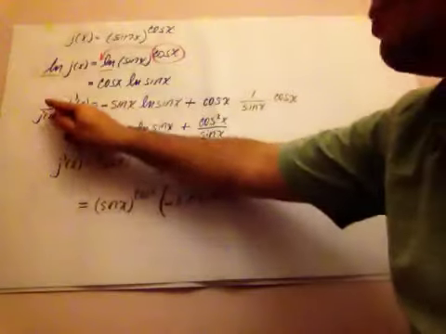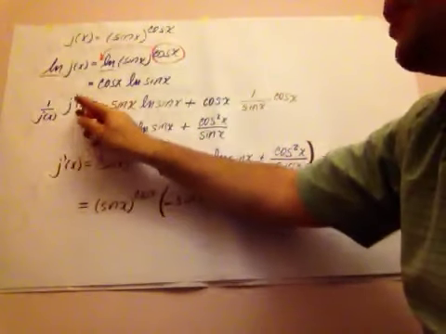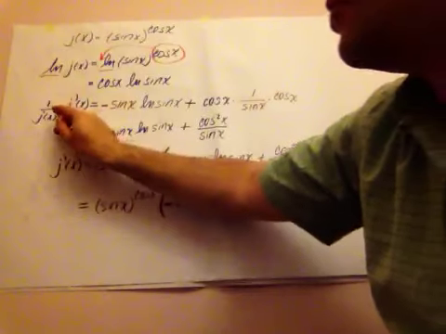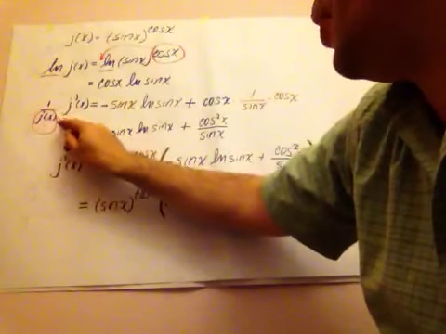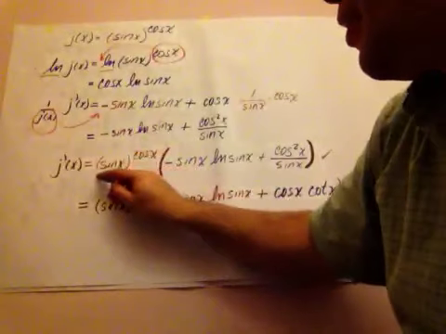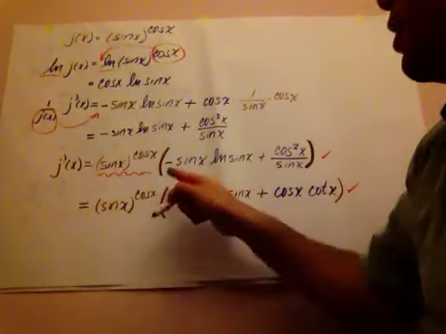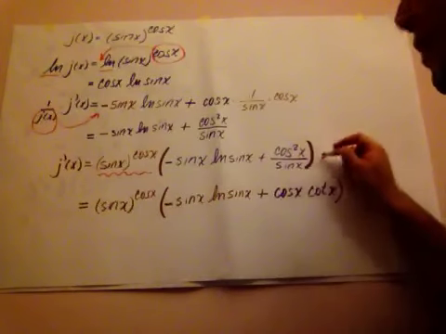And again, that's 1 over j times j prime, but we want j prime by itself. So j multiplies, here's j, times this big expression. And that's the answer.